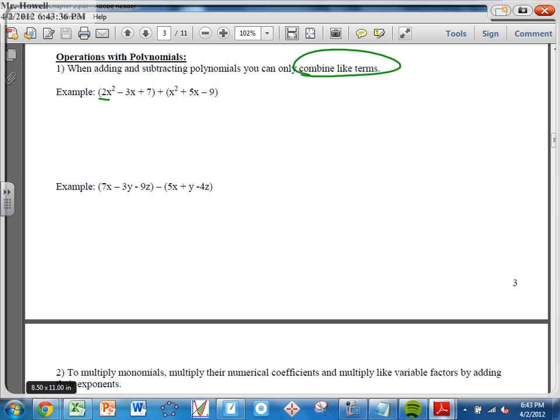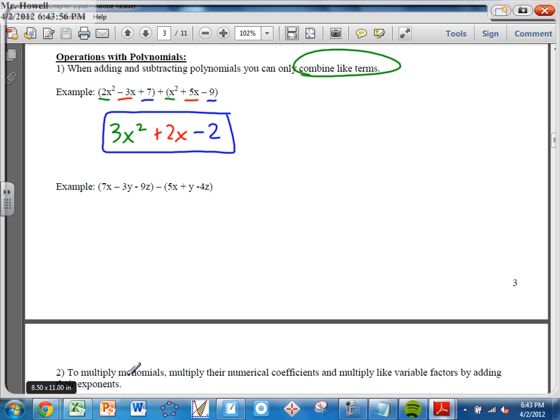So these are like terms. Together they become 3x squared. These are like terms. Together they become simply 2x. And finally, 7 and negative 9 together become negative 2. There's your answer. This should be a guarantee, automatic points on the SAT.